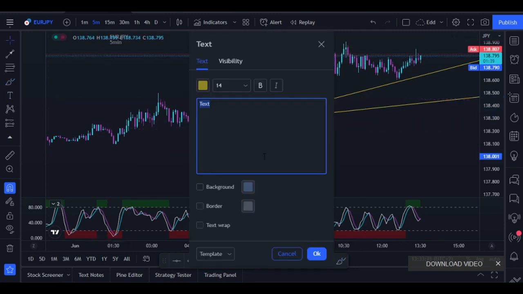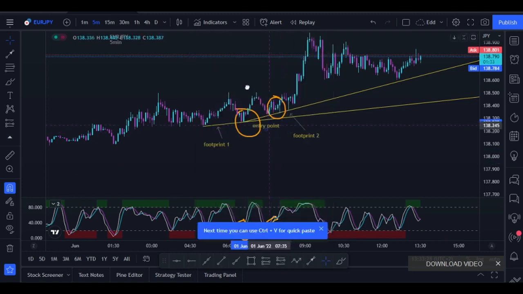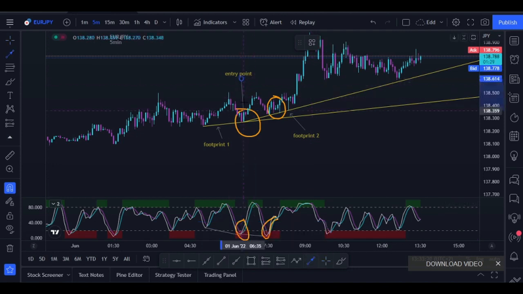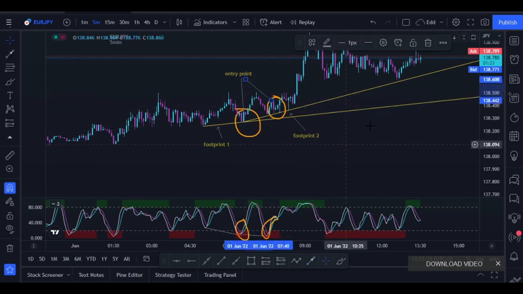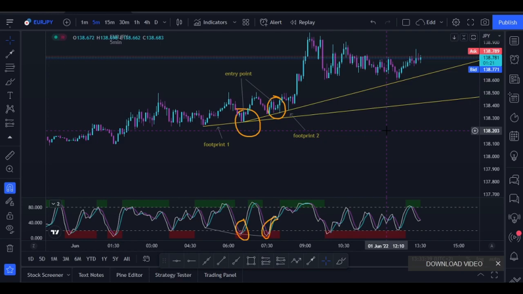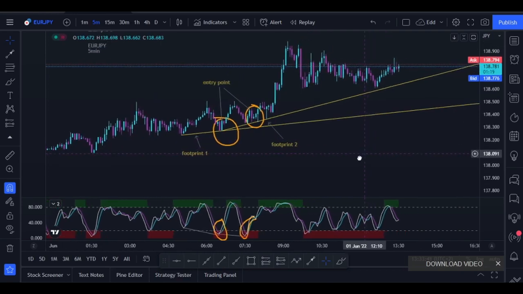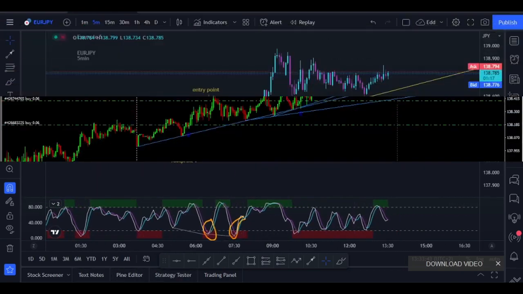Now let me show you why. Let me just type this here. Entry point. Okay, let's put this up here and let's draw a line here to there. Right, and let's just draw another line from here to there. Okay, right, that's how that trade set itself up.